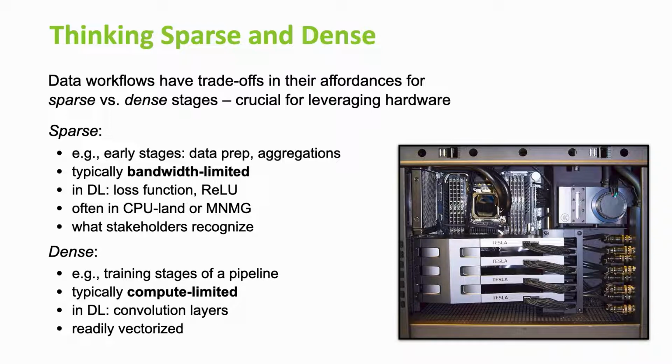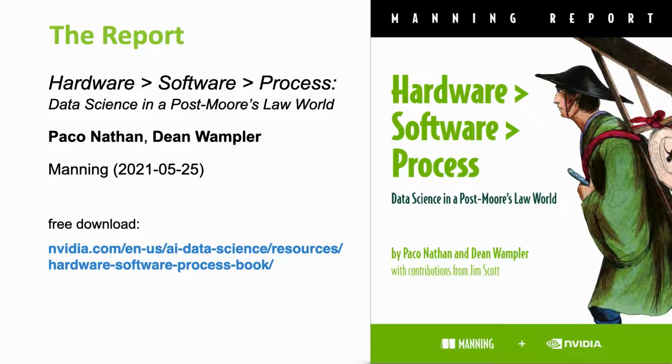So thinking sparse and dense across a problem, typically once you've calculated and trained your model, then you have to apply it with real world data. So you sort of shift from sparse to dense back to sparse. We go through this in a lot more detail. Dean Wampler and I did a report working with the open source machine learning technology leads at NVIDIA earlier this year, and it's a free download if you want to check. It's called Hardware > Software > Process.